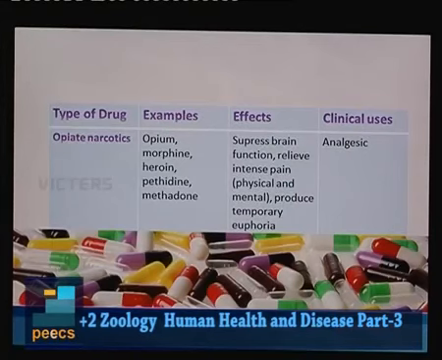The second category of drug we call opiate narcotics. Examples are opium, morphine, heroin, pethidine and methadone. The effects are shown here in this column. It will suppress the brain function, relieve intense pain both physical and mental, and it will produce a temporary euphoria. Euphoria is a sense of well-being, and the clinical use is analgesic, or it is used as a painkiller.